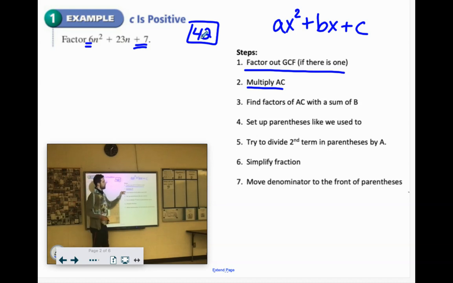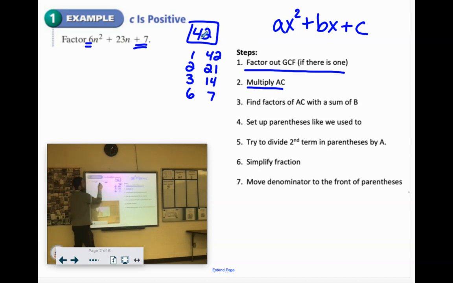Then it says find the factors of AC, 42, with a sum of b. So again, very similar at this point to what we've been doing. So thinking of the factors of 42, 1 times 42, 2 times 21, 3 times 14, or 6 times 7, I need a set with a sum of b. And for us, b is 23. So the numbers we're going to use are going to be 2 and 21.